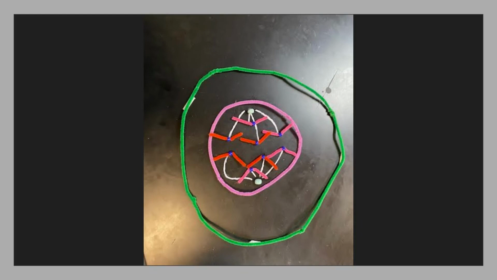In the next phase of mitosis, or anaphase, the spindle fibers attach to the centromeres, or the chromosomes, and pull the chromatids to the opposite poles of the nuclear zone. The remnants of the nuclear membrane are still present, which are represented by the pink pipe cleaners.